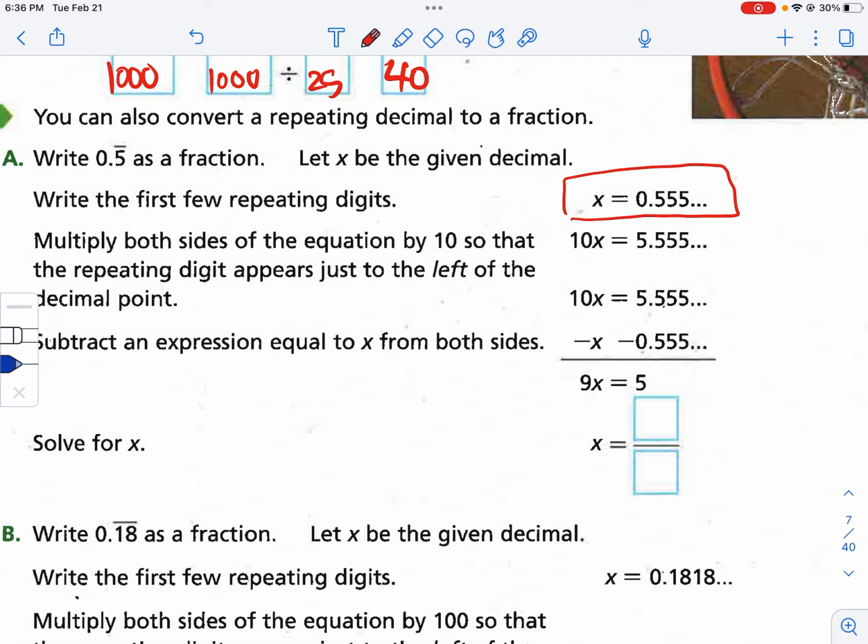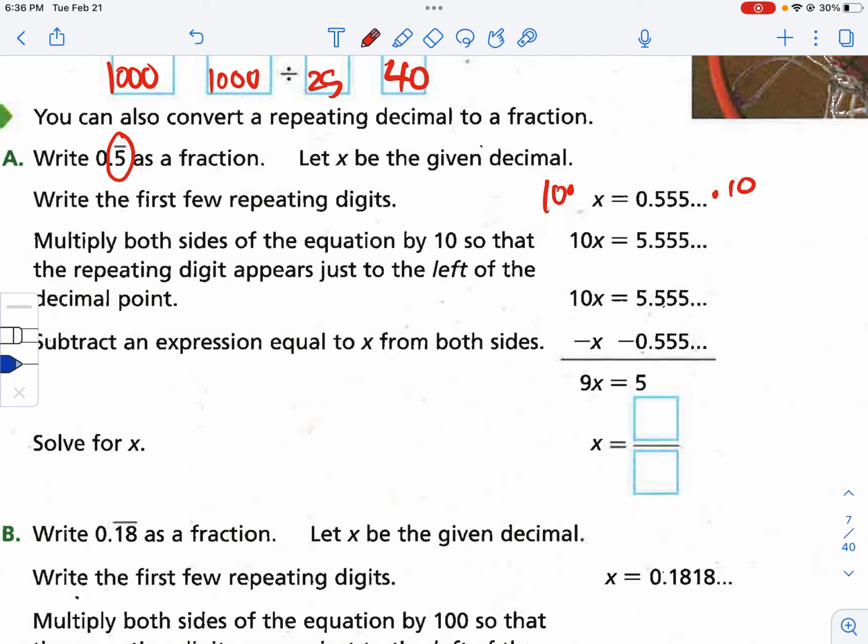And we repeated a few of the digits. Now, what place value is repeating? The tenths is what was repeating. So we're going to multiply both sides of the equal sign by 10. So what they've done is multiply this by 10, multiply this by 10. When you multiply by 10, all it does is move the decimal place over 1 time.